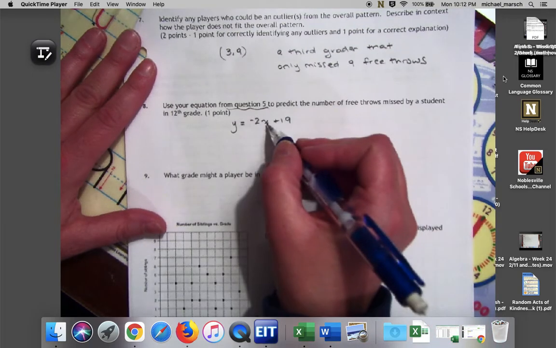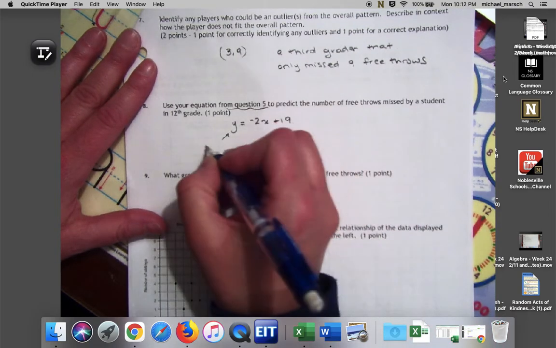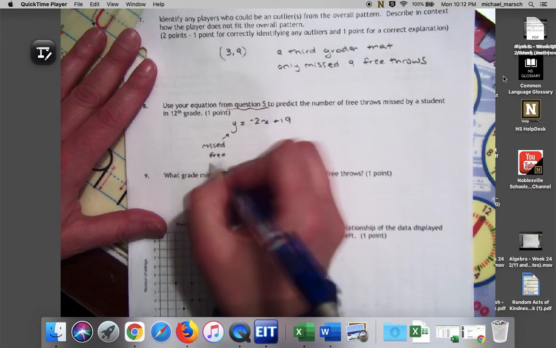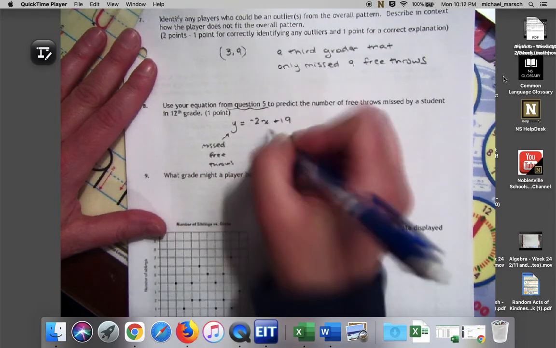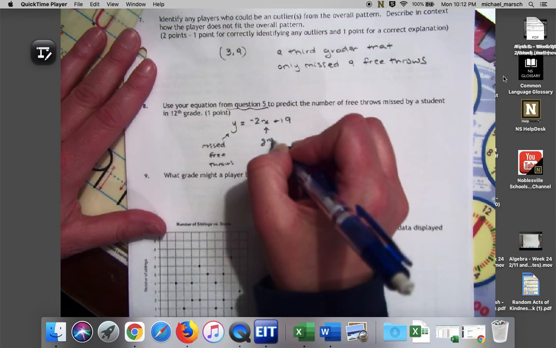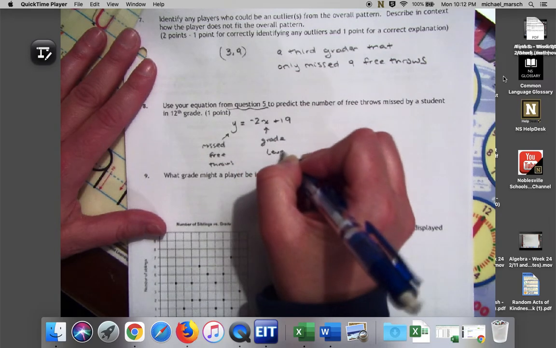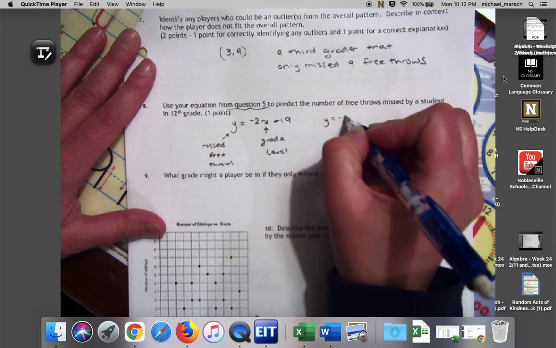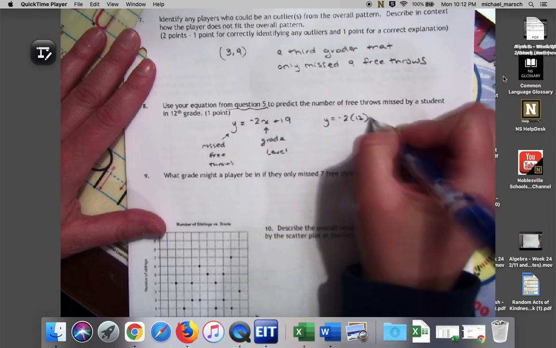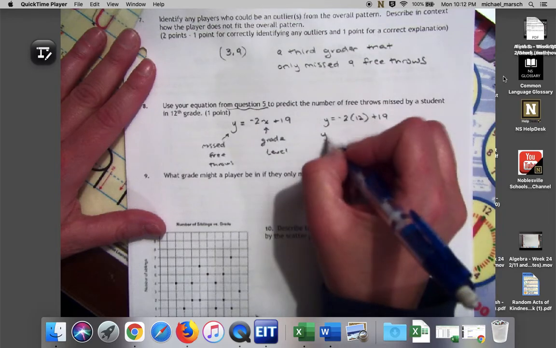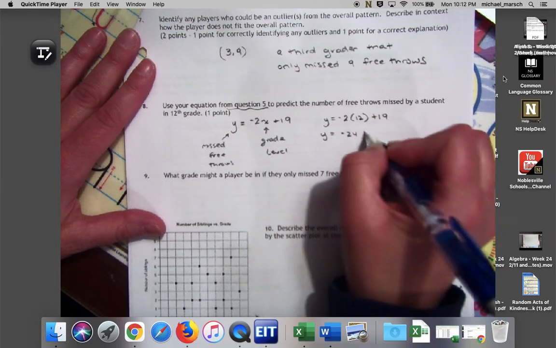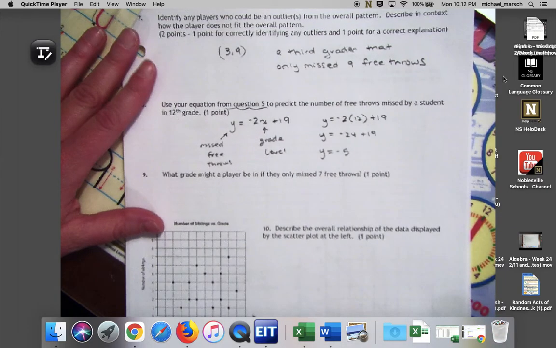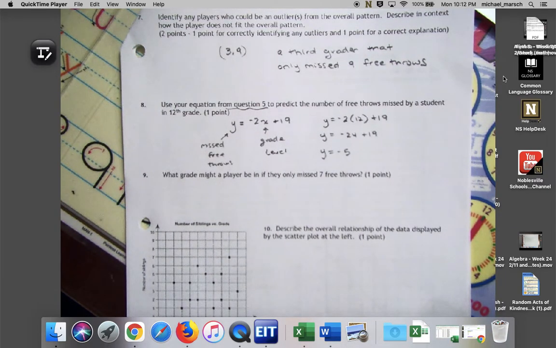All right, so I'm going to put, remember this is missed free throws, and this x is the grade level. So I'm going to put the 12 where the x is. So y = -2 times 12 plus 19. y = -24 + 19. y = -5. So that seems weird, right? You can't miss -5 free throws.